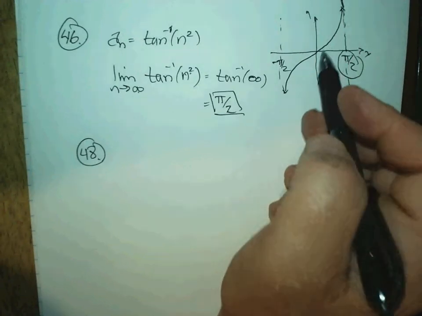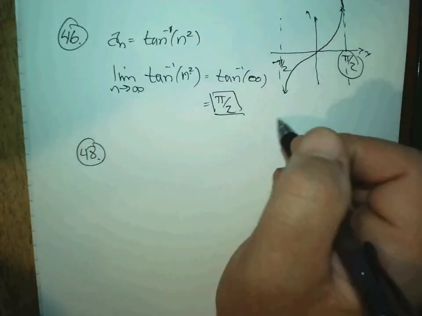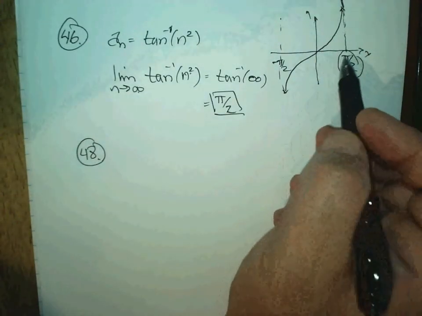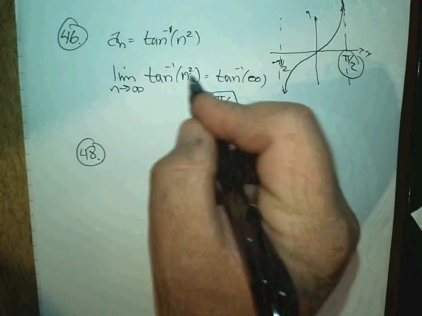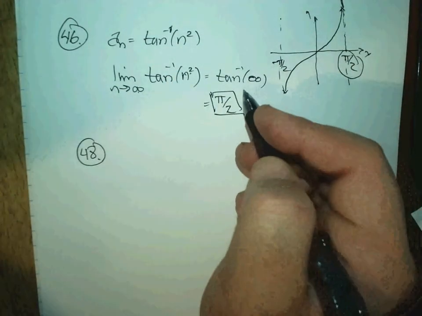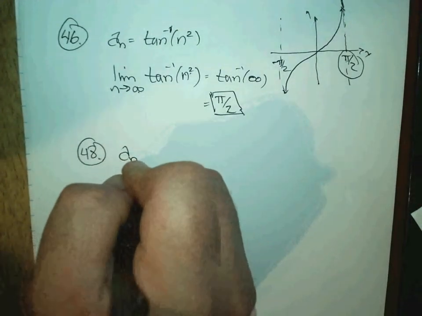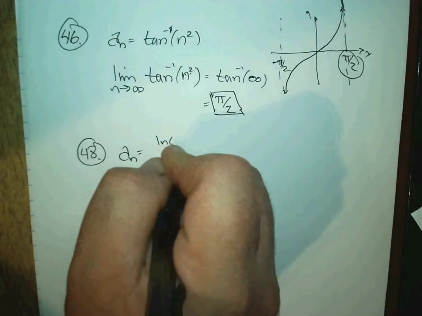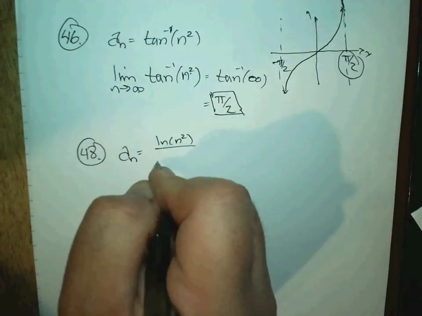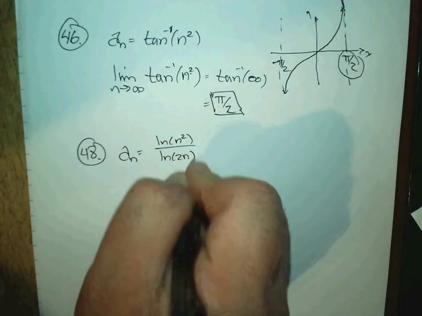Okay, let's try number 48. And that's kind of interesting, I think, in 46, that the way we actually compute the limit is by knowing what the tangent function looks like. Without knowing what the tangent function looks like, this could be a problem that really could give you some difficulty to try to understand, I think.